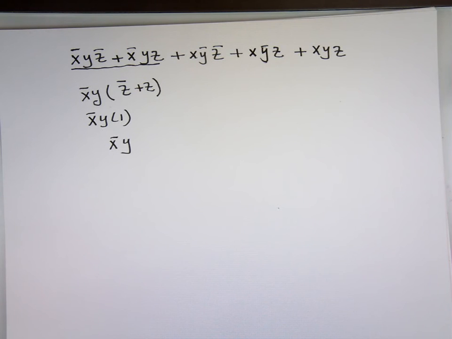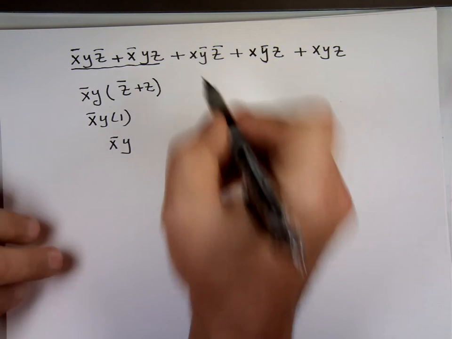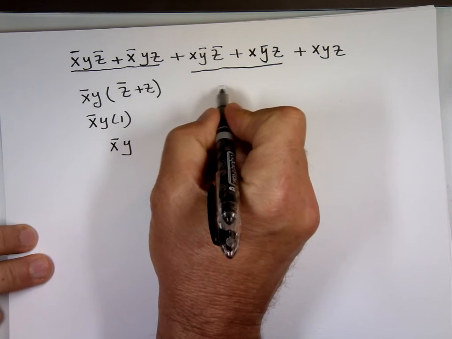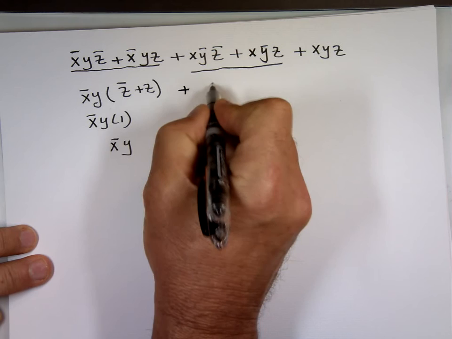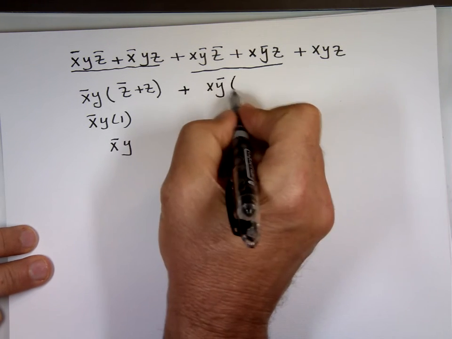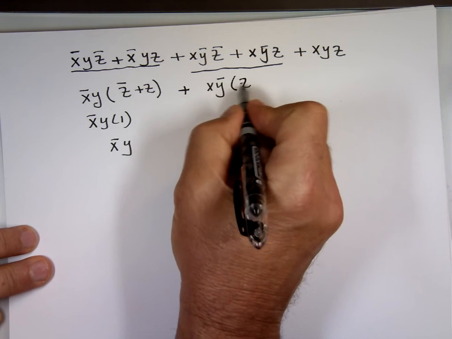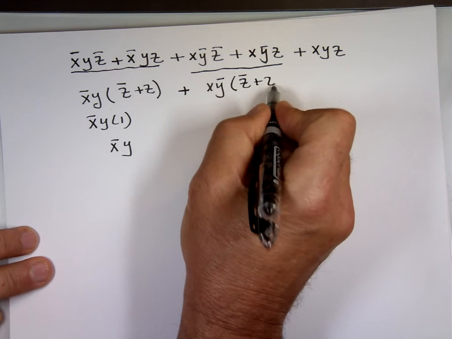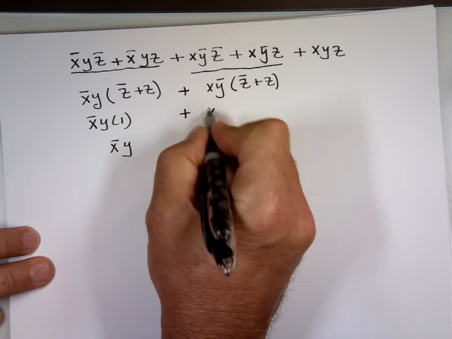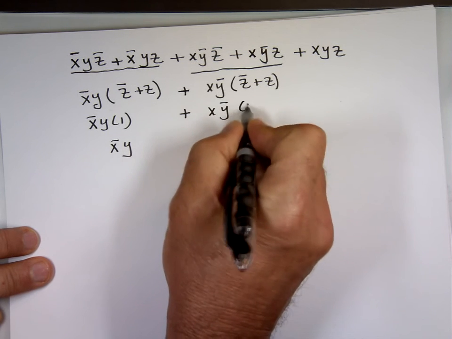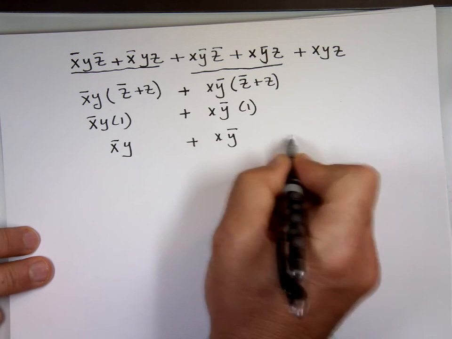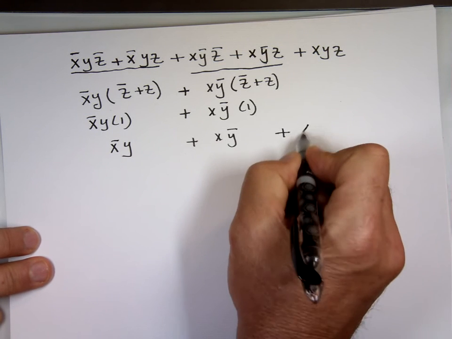Let's look right here. Again, I can factor what? X, y bar. And what's left? Z bar plus z. What's z bar plus z? That's a 1. So that's x, y bar plus x, y, z.